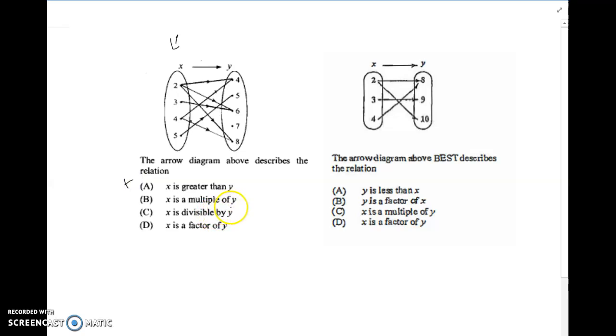Is x a multiple of y? So let's see. So 2 goes to 4, 6, 8. But 2 is not a multiple of those numbers. 2 is actually a factor of those numbers. Same thing, 3 goes to what? 6. 3 is a factor of 6. 4 goes to 4 and 8. Those are factors. 5 goes to 5. That's a factor. So it's not a multiple. It really is a factor, right?